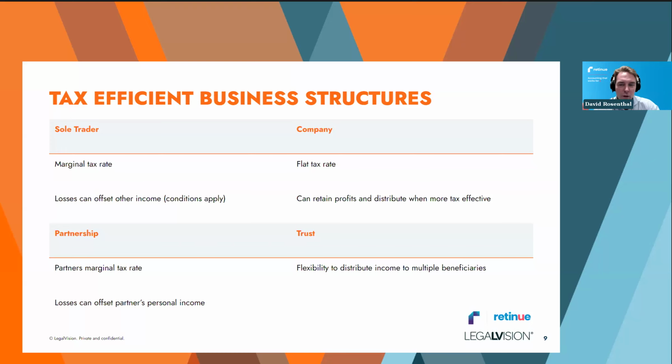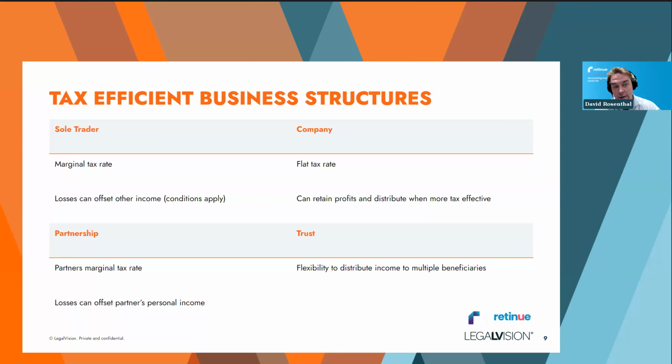A good rule of thumb for when it's worthwhile to restructure out of a sole trader, because you're paying more tax than under other structures, is normally about $120,000 of profit. So if your business income is over $120,000, it's a good time to review whether that structure is right for you, because there are more tax efficient structures out there.